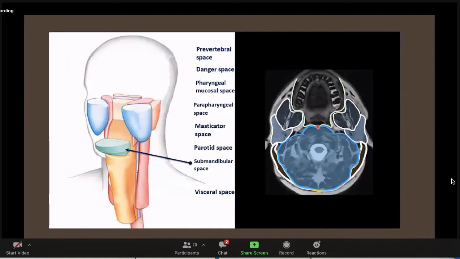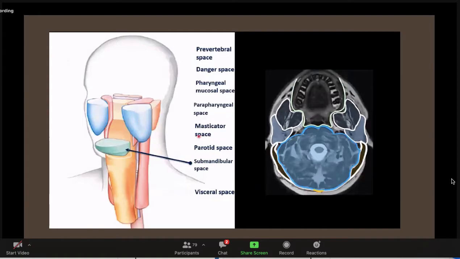So the danger space is a little space here in between these two spaces. It is called an interfacial space as it does not have its own fascia. Another interfacial space that we can see in the diagram is the parapharyngeal space, which is in red. It is formed by the defining fascia of the surrounding structures.